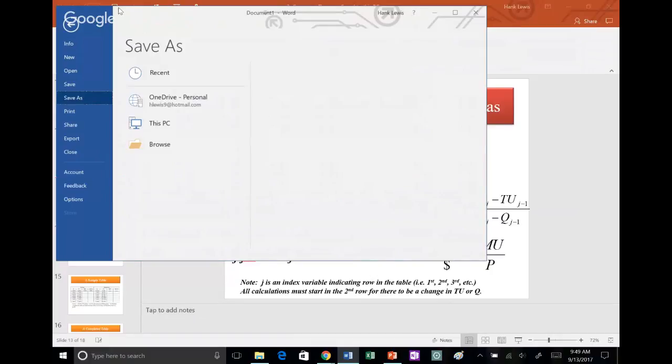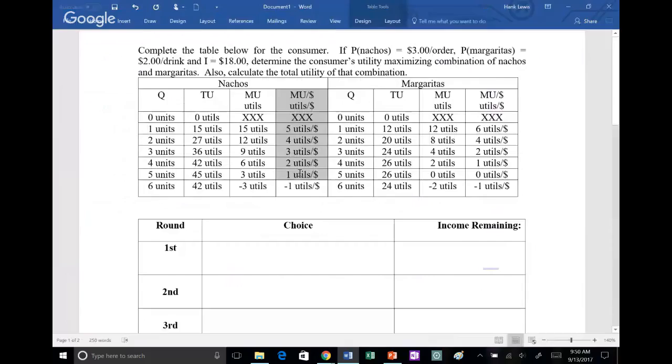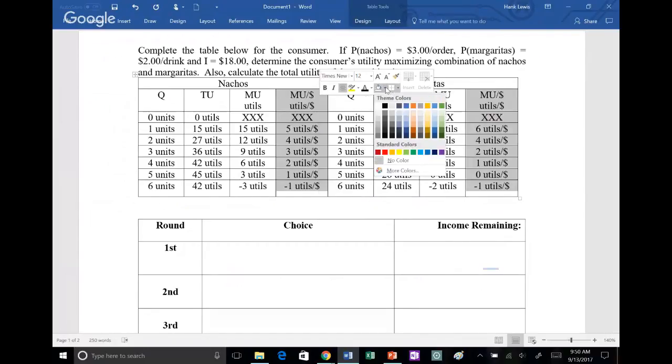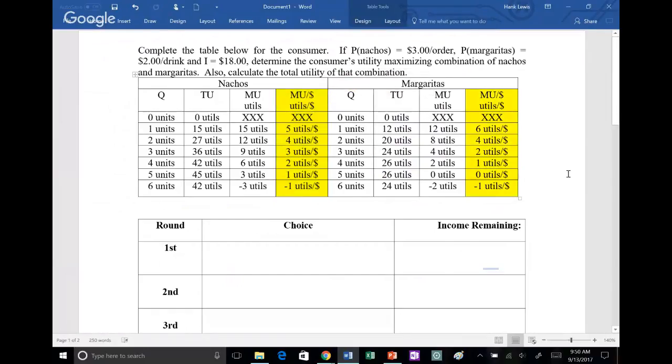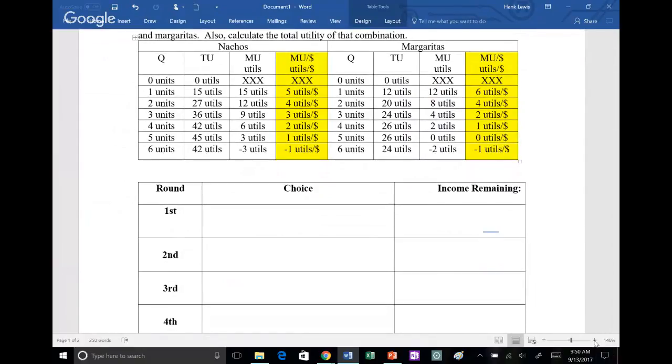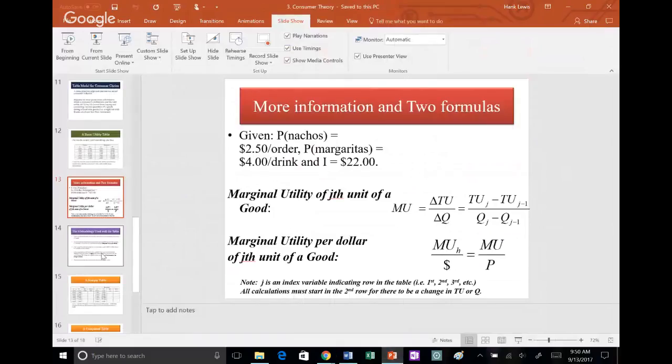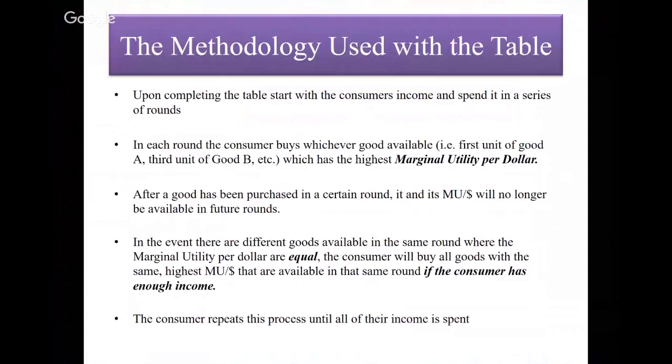Now, one more thing I'm going to do here before we start the process. One of the things that was stated here was the fact that we have to have a completed table. And when the table is complete, our next step is to actually work through an iterative process. We have to do a procedure over and over again until something terminates it. And so let's go back over here to the slideshow to remind ourselves, when the table is complete, what do we do here? The consumer spends their income, the $18, in a series of rounds. The consumer buys whichever product is available, like the first plate of nachos, the second plate of nachos, etc., that has, in that round, the highest MU per dollar.